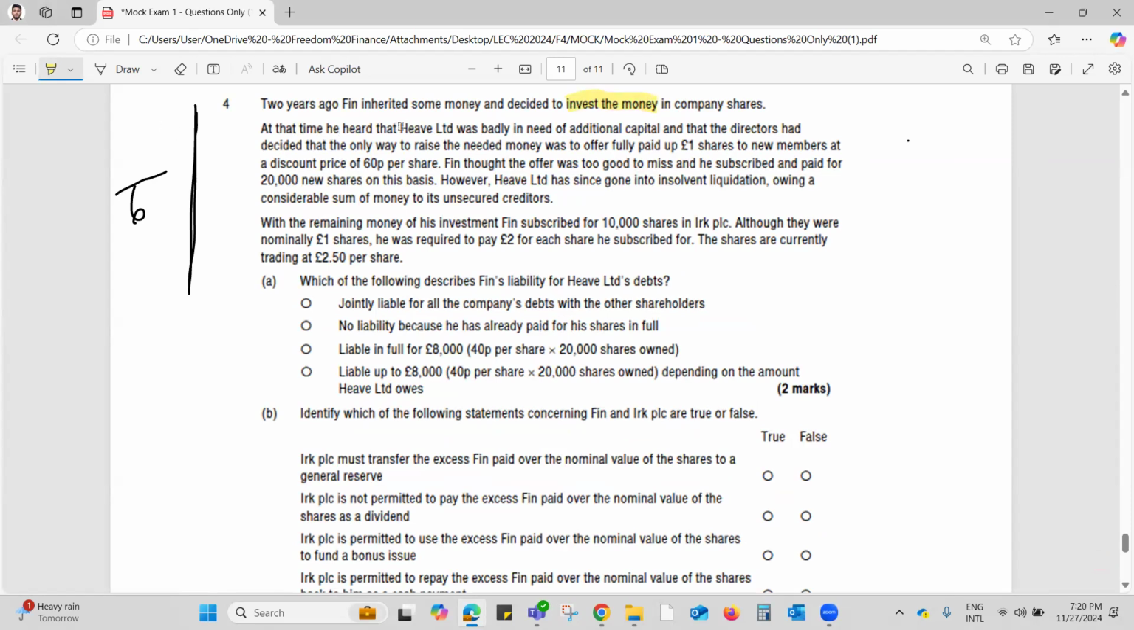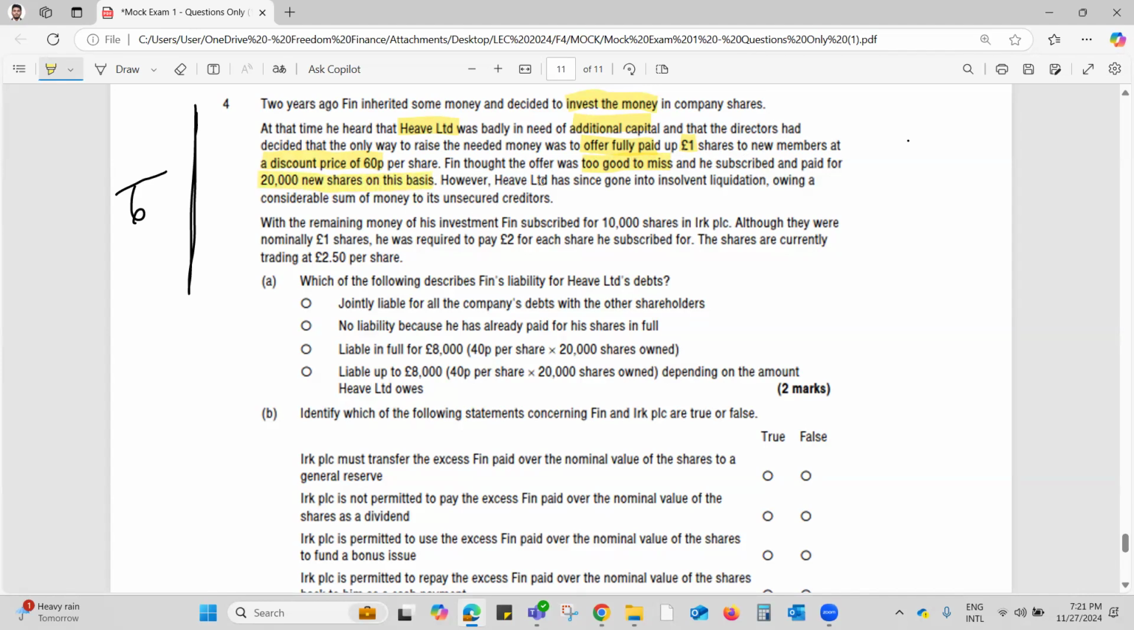At the time, he heard that H Limited was badly in need of additional capital, and the directors had decided that the only way to raise the needed money was to offer fully paid up £1 shares to new members at a discounted price of 60 pesos per share. So Finn thought the offer was too good to miss, and he subscribed and paid for 20,000 new shares on this basis.